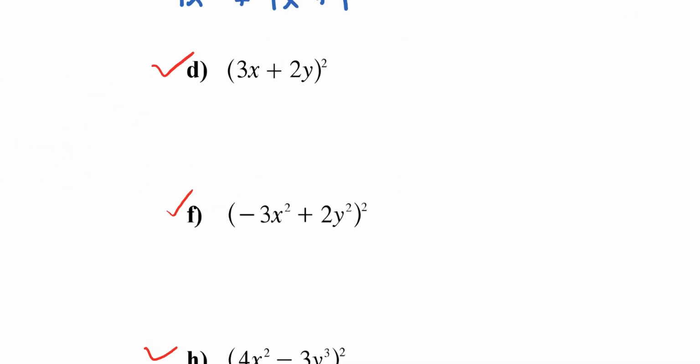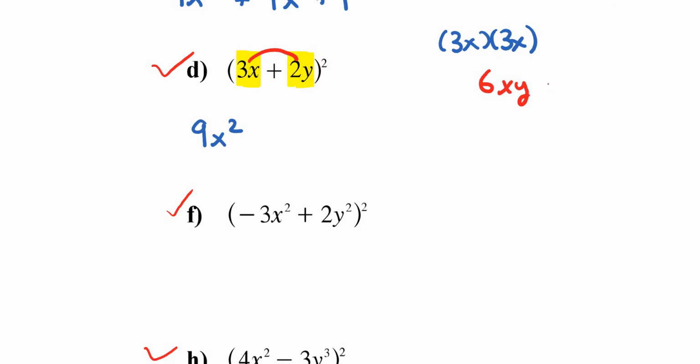Okay, let's move on to letter D. Let me highlight that. How do you square 3x? Well, that's the same thing as 3x times 3x. That's how you square it. So 3x times 3x is going to be 9x squared. All right, and then you multiply these together. What's 3x times 2y? Well, that's 6xy.